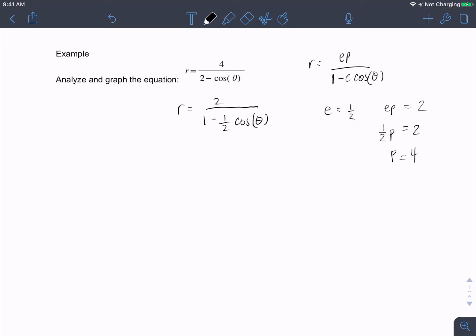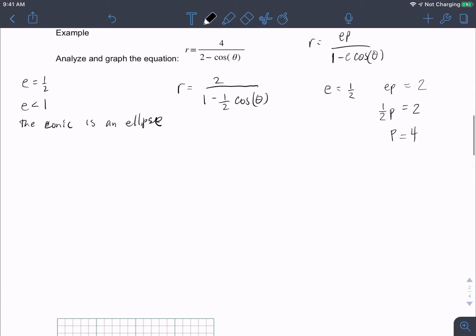Now, one of the things that's pretty neat here is since e is 1/2, we know that e is less than 1, right? So since e is equal to 1/2, e is less than 1. And since e is less than 1, we are going to have an ellipse. So the conic that we have is an ellipse.